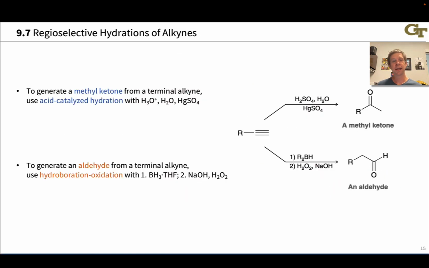In summary here, if you want to do Markovnikov type hydration of a terminal alkyne, we're going to use acid-catalyzed conditions with a Bronsted acid, water, and mercury 2 sulfate, which acts as a Lewis acid. It's necessary for this reaction as well. If you want to do anti-Markovnikov hydration, generate an aldehyde from a terminal alkyne, we use hydroboration-oxidation, BH3 THF in the first step, and something like sodium hydroxide and hydrogen peroxide in the second.